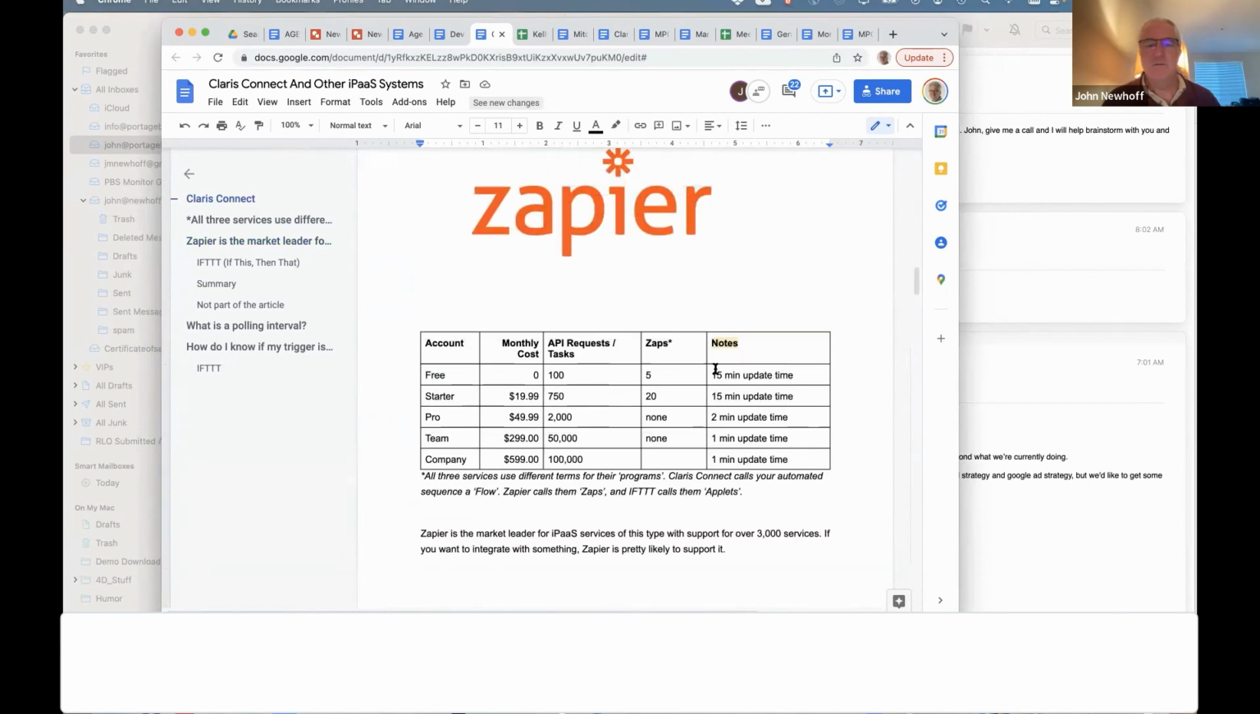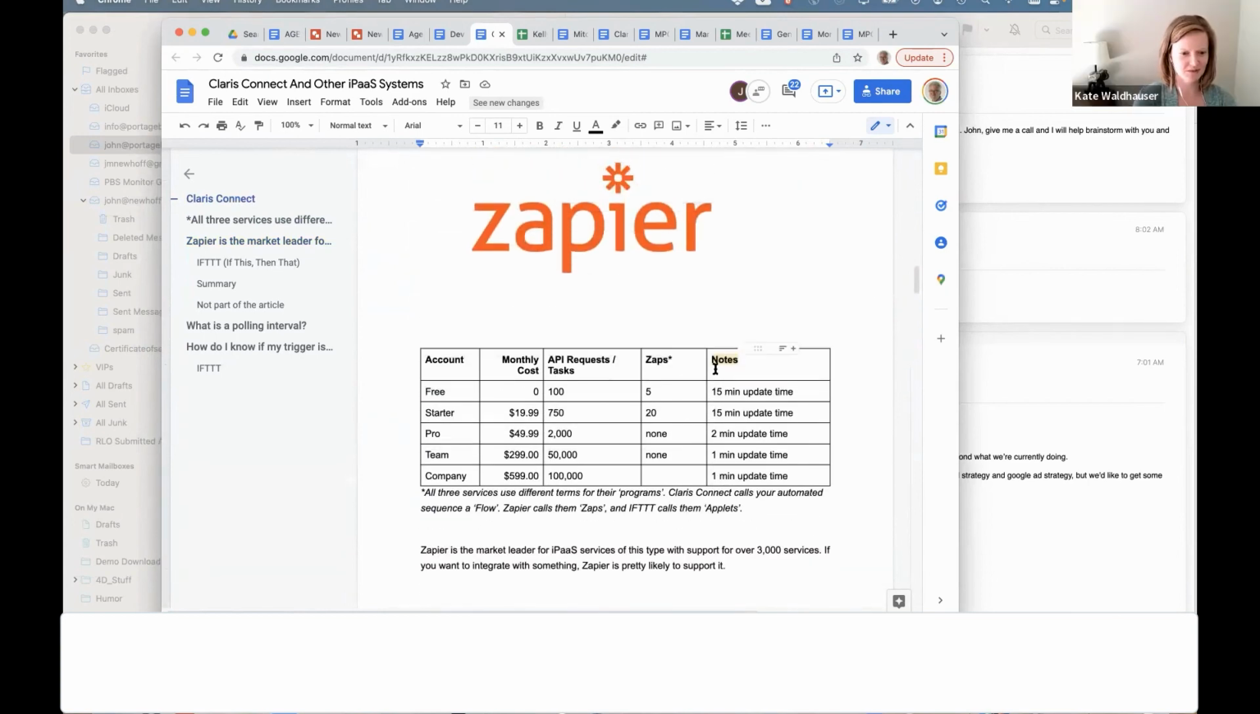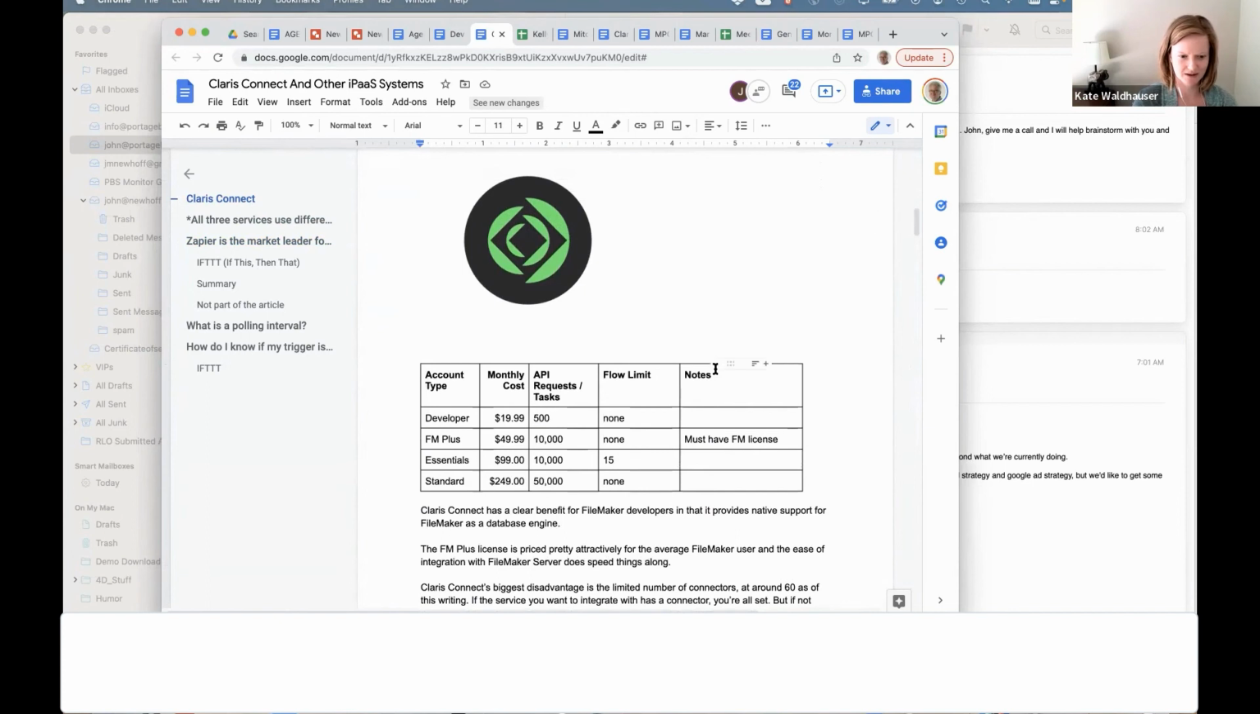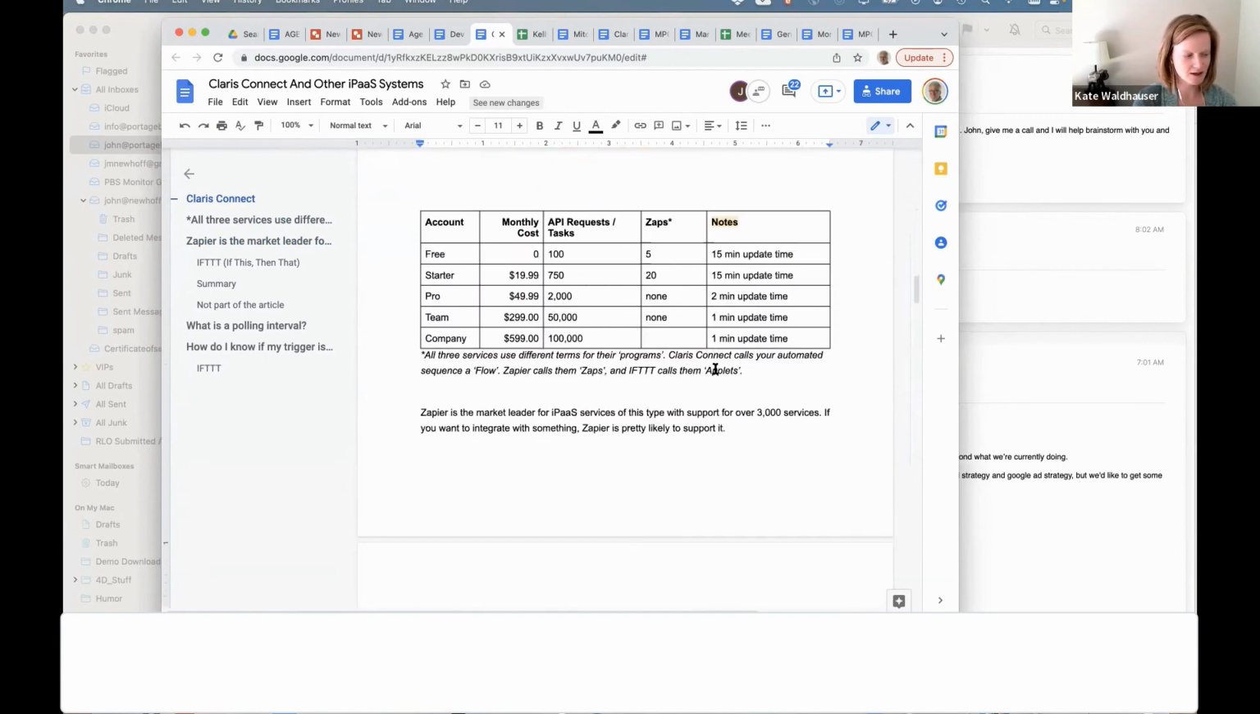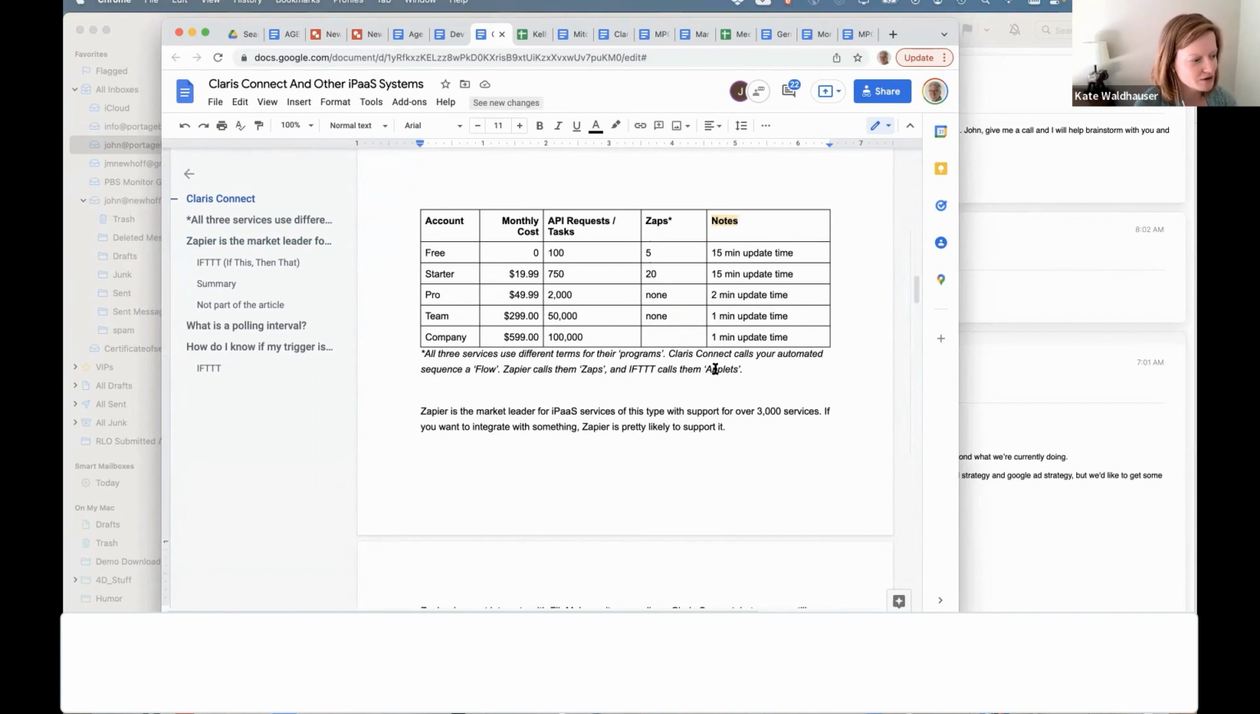Any other comments, questions? I was just looking at the pricing a little bit more because I was curious. One thing that jumps out to me is that Claris Connect doesn't have a free level the same way Zapier does. It seems like all of them have a free plan, but then I looked at the Zapier free plan, and what's missing from this is that those are the API requests you're getting, but there are other limits.